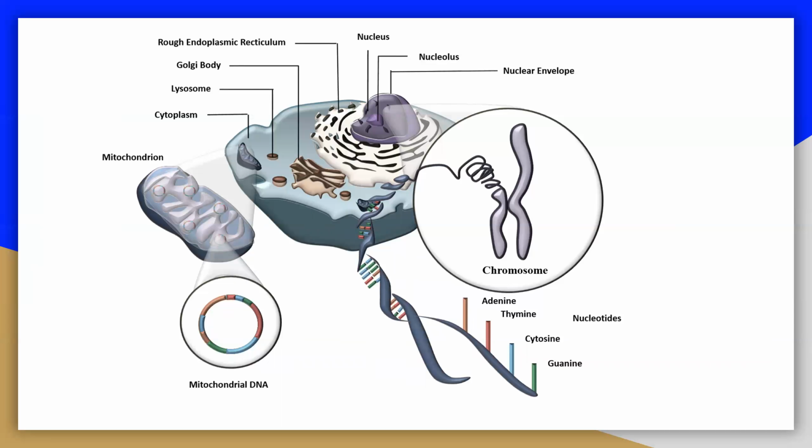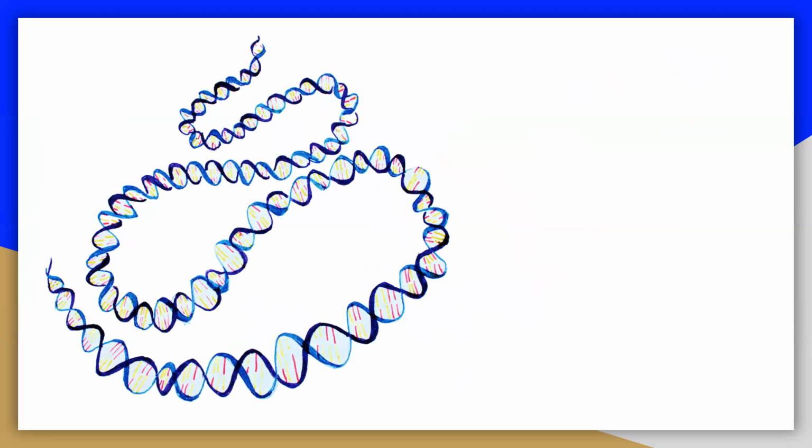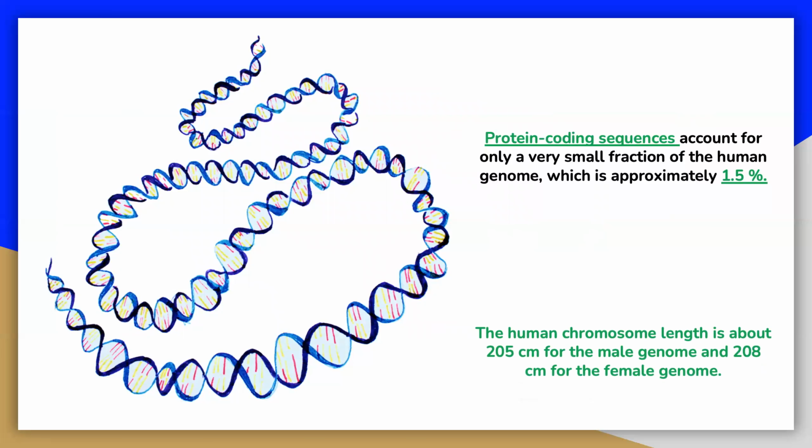The human genome is a complete set of nucleic acid sequences encoded as DNA within the 23 chromosome pairs in the cell's nucleus and in a small DNA molecule found within individual mitochondria. Protein coding sequences account for only a very small fraction of the human genome, which is approximately 1.5%. The rest is associated with non-coding RNA genes, regulatory DNA sequences, and sequences for which as yet no function has been determined. The human chromosome length is about 205 centimeters for the male genome and 208 centimeters for the female genome.